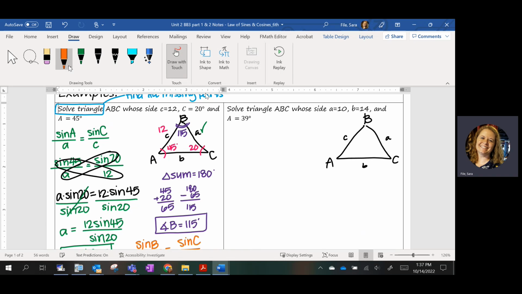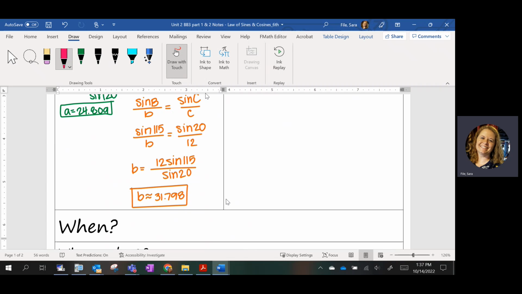So I am given that angle A is 39, side A is 10, and side B is 14. Actually, we're going to get cut off in the middle of this example, I think. So before I start it, I do want to look at one thing right here.